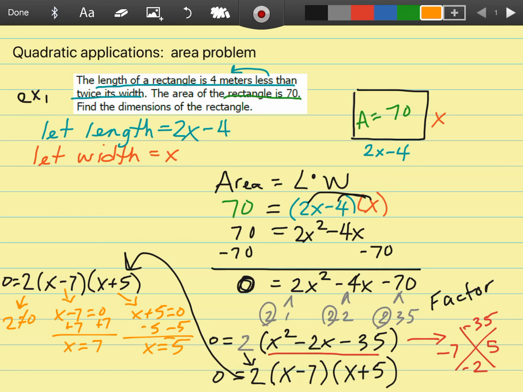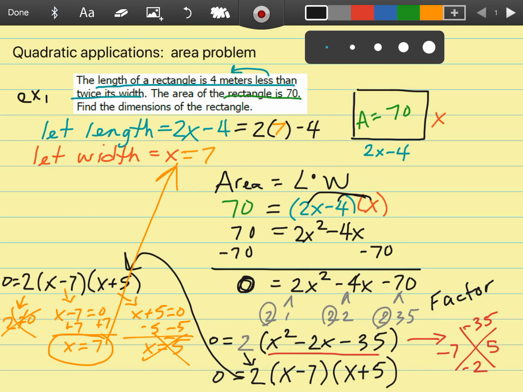Hopefully you remember in class our discussion about talking about length and width. We cannot have a negative solution because you can't have a negative length or a negative width of anything. So we just throw that answer out, and obviously we already threw that answer out. The only thing left is this positive 7. So now what we're going to do is bring that 7 up here, and we're going to figure out what is the actual length and width. Well, the width is right there, x equals 7, so that one's done. And then this other one would be 2 times 7 minus 4.